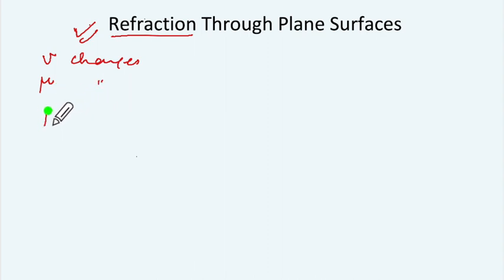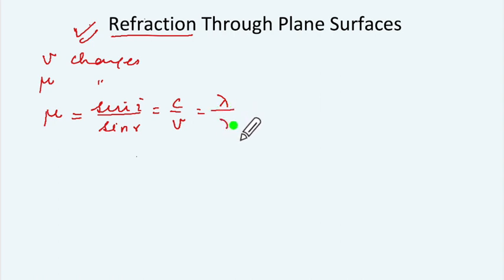So you need to know what are the different quantities by which you can express this mu. So your first one is going to be sin i upon sin r. Then you're going to have c upon v. Then it's going to have original lambda upon the lambda in the medium. Okay, so I'll just say lambda in air. Okay, and this velocity in medium.